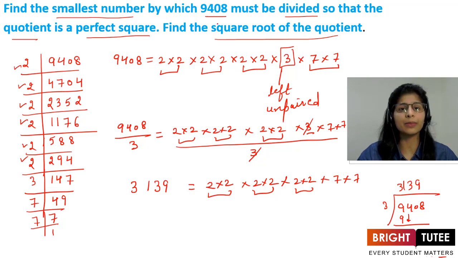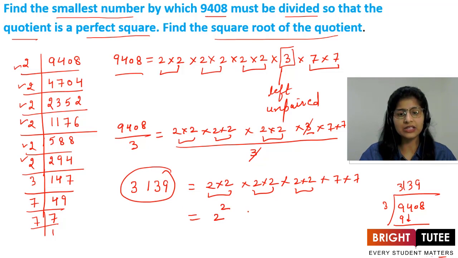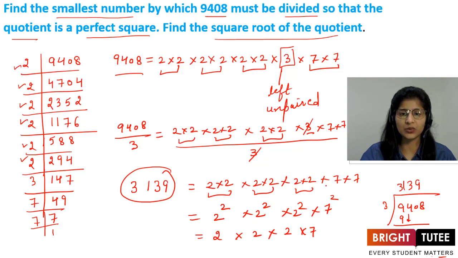Right, so what is the number that 9408 should be divided with? 9408 should be divided with 3 so that it becomes a perfect square. Now, after dividing 9408 with 3, we get 3136. So we have to find the square root of this. Now, we see that this is a perfect square, and there we are getting 2 square, 2 square, 2 square and 7 square. So we will just take one out of these two. 2 from here, 2 from here, 2 from here and 7 from here, because it is 7 square, right?